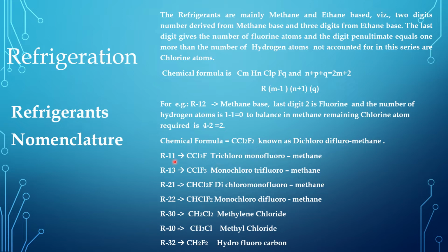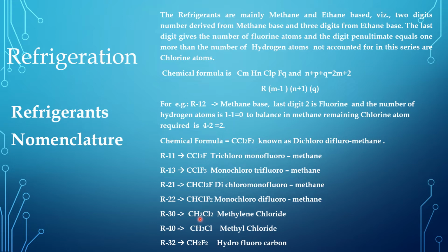Similarly, we can see R11 as CCl3F, trichloro-monofluoromethane. R13 is CClF3, monochloro-trifluoromethane. R21 is CHCl2F, dichloro-monofluoromethane. R22, which is normally used in industrial applications and also in fridges, is CHClF2, monochloro-difluoromethane.